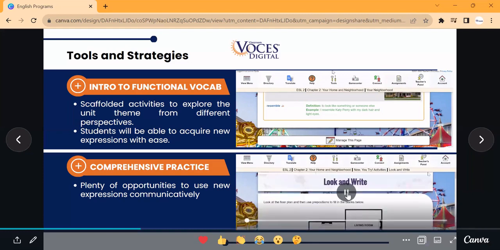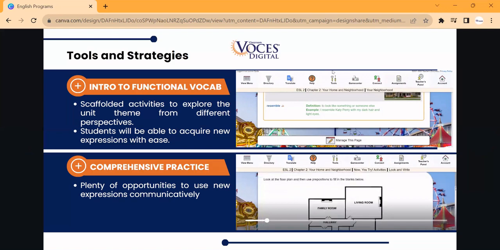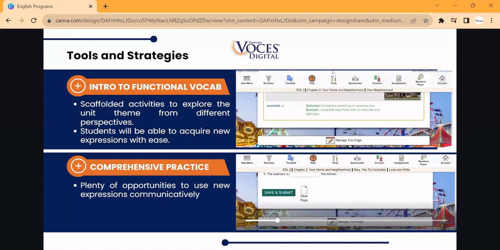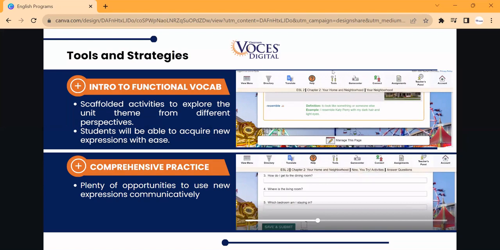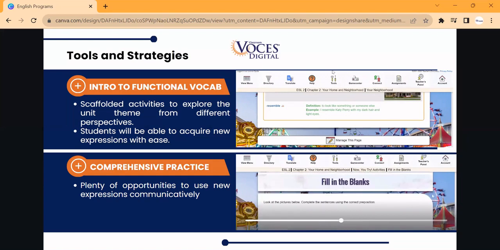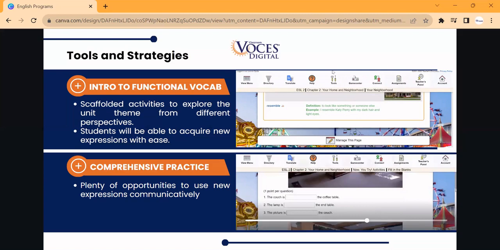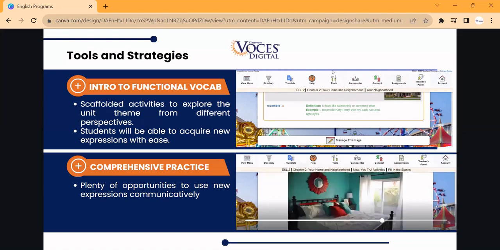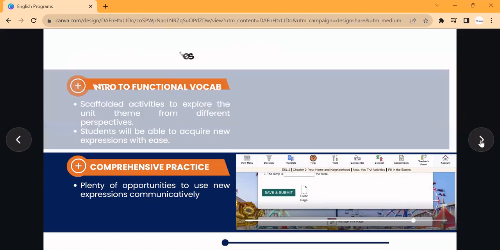They can look and write, like we said before. These are parts of our You Try activities that students can do. You also see that they integrate that with different types of questions in this case. And then you have other types of activities that are targeting how students will be using these new expressions.